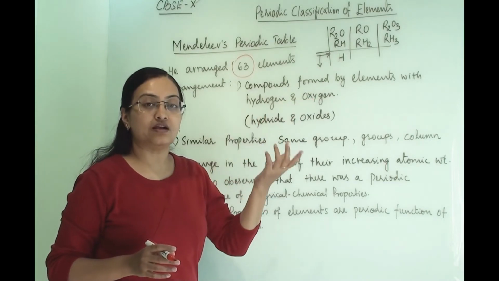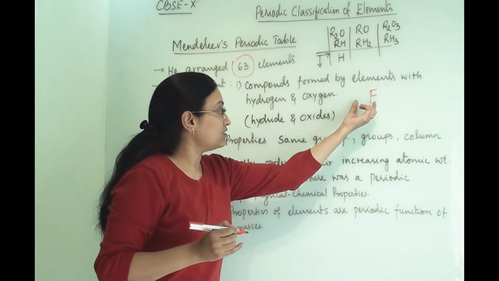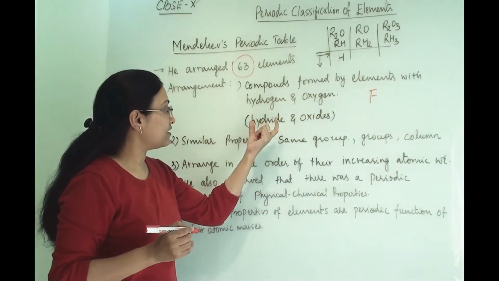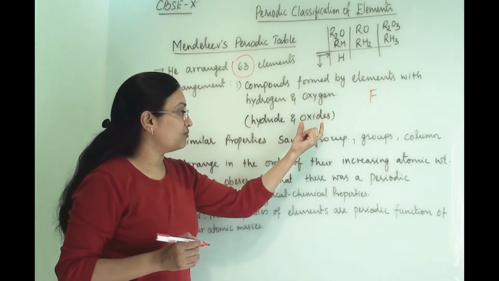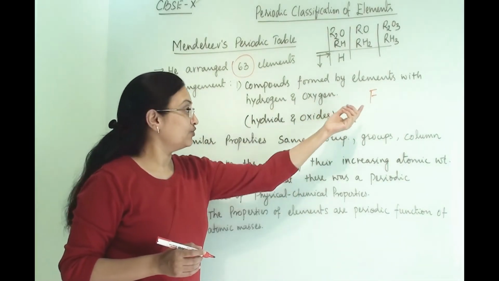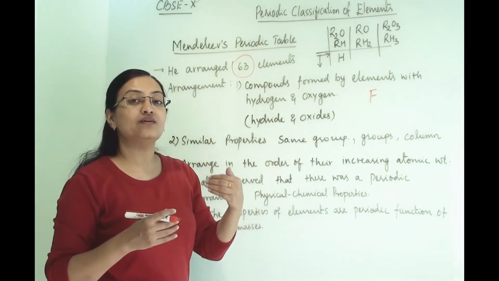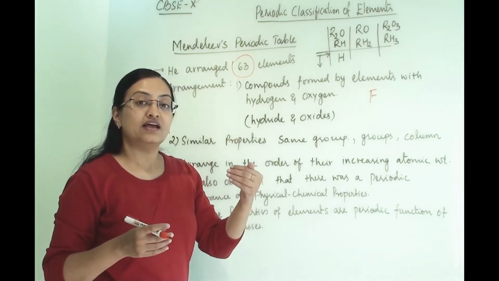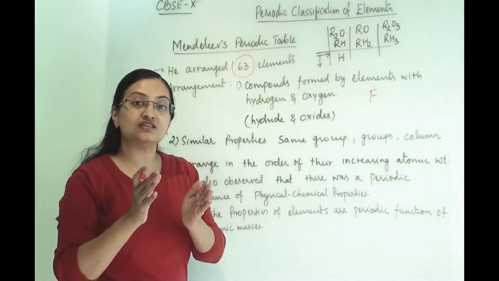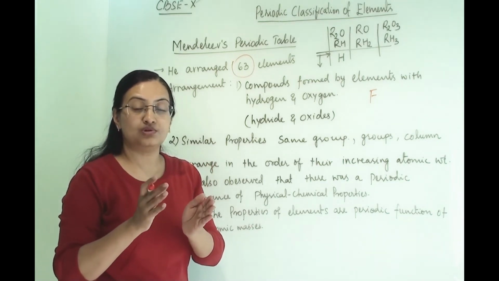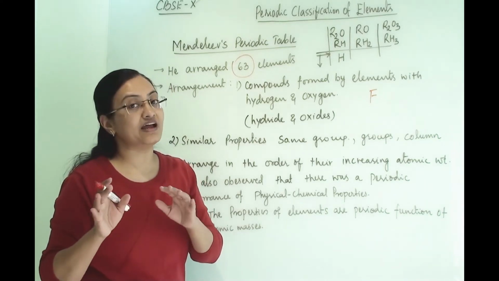For example, take any element like fluorine. He found out what kind of compound fluorine will make with hydrogen, and what kind of compound fluorine will make with oxygen. What are the fluorine hydrides and fluorine oxides, and he gave a specific formula to that, and he took out some of the elements which make similar compounds with a similar molecular formula, and they all have similar physical and chemical properties.